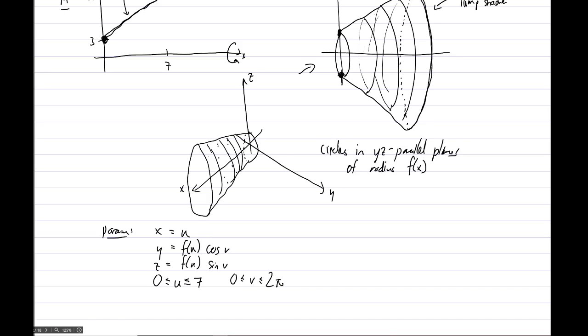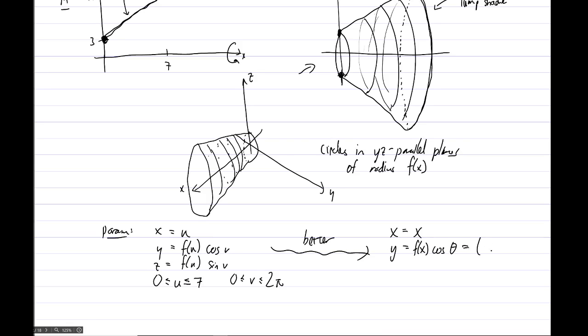Now, we can do this, but it might actually be better for the following example to say that, instead of creating a variable called u as a parametric variable, why not just have x is x? So now x is going to be the name of one of the parametric variables. And then y is going to be f of x times cosine of v, but we're going to change the v to just being a theta. We're just going to change the name of the variable.